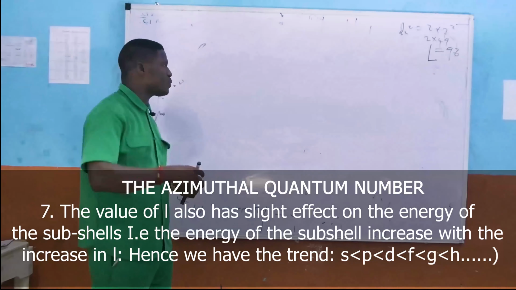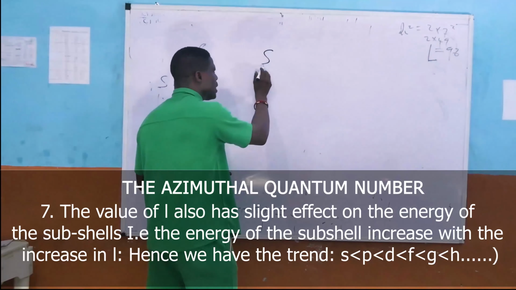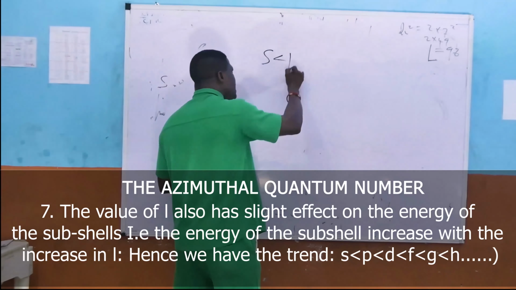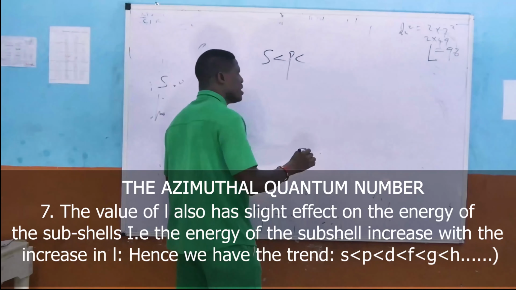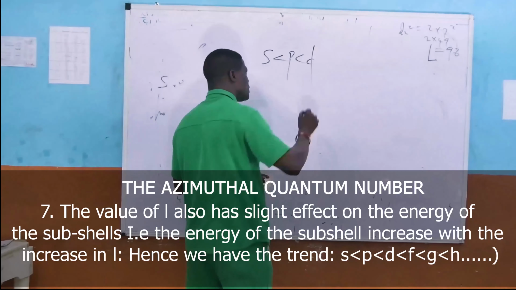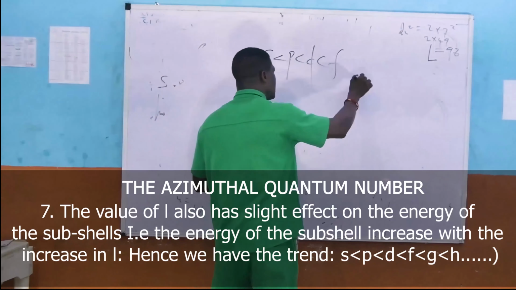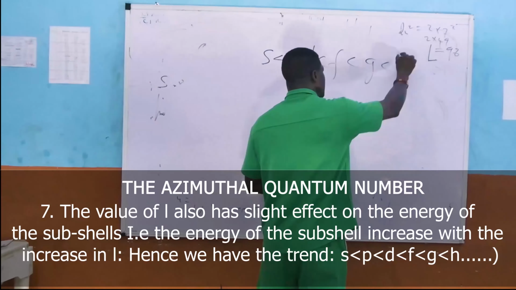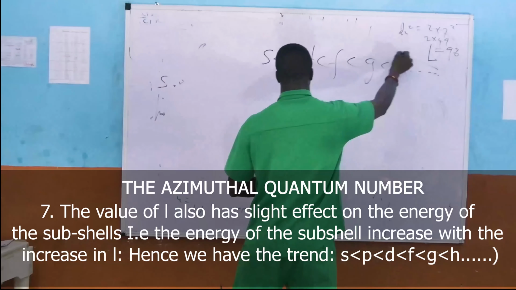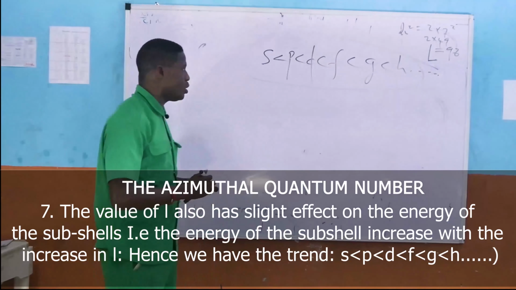Orbital. And this will account for the reason why the energy of the s subshell is less than the energy of the p subshell, why the energy of the p subshell is less than the energy of the d subshell, and of course, the energy of the d subshell is less than that of f, less than that of g, less than that of h, and so on and so forth. This is as a result of the impact of the azimuthal quantum number.